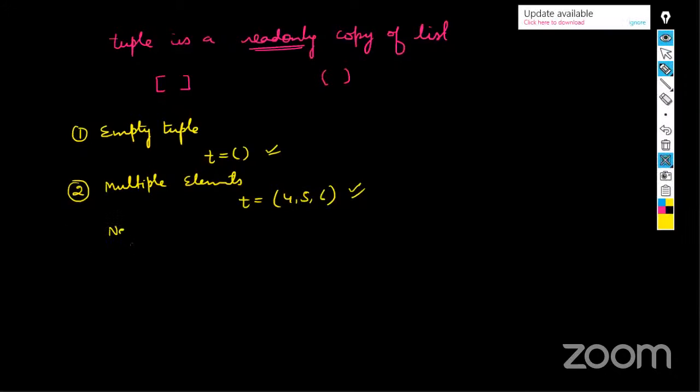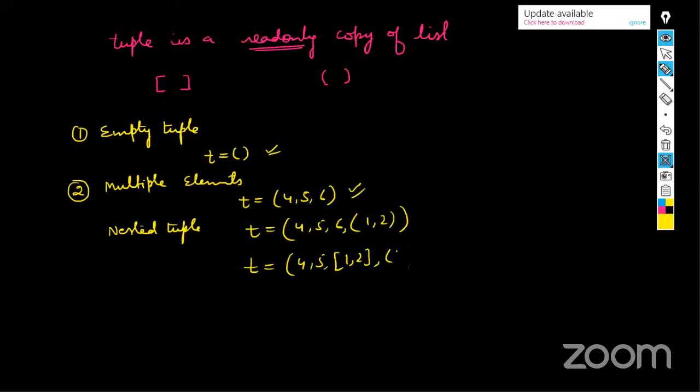Now a nested tuple is also possible. Nested tuple means within a tuple t, let's say you are writing 4, 5, 6, and within this, let's say the fourth element is 1, 2. This is also possible. You may write like this, 4, 5, let's say the third element is a list, and then 4, 5. So all possible combinations you can think of. If someone asks you how many elements are there, you will say 1, 2, 3, and 4 elements. At the inner level you might count a different number of elements, but when you apply the length function over t, it will return, guys, 4 elements.